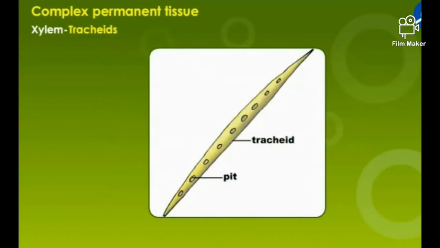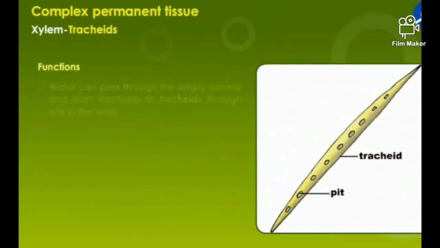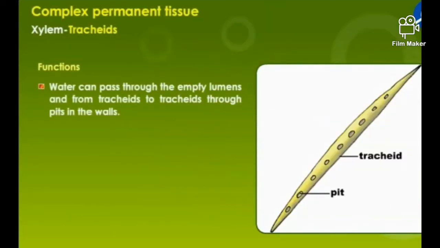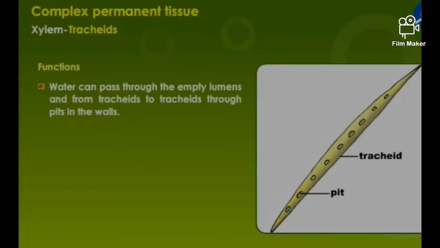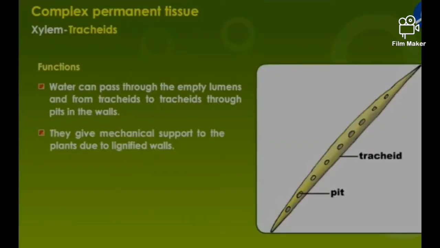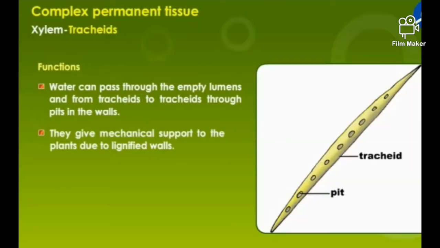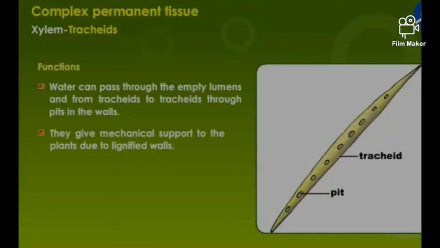Tracheids. These are dead elongated cells with tapering ends and have larger cavities called lumens. Their ends are overlapping with the ends of other tracheids. The walls have pits. Now let us see the functions of xylem. Students, water can pass through the empty lumens and from tracheid to tracheid through pits in the wall. They give mechanical support to the plants due to lignified walls.